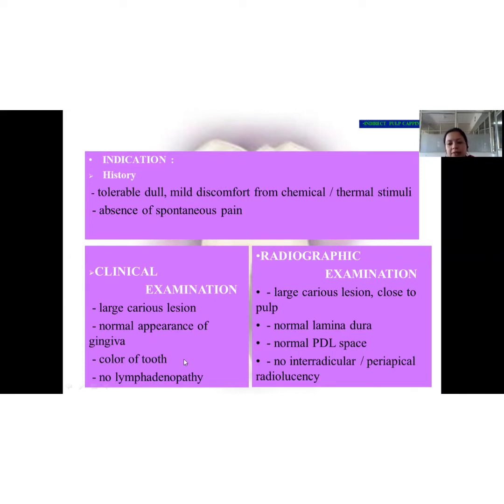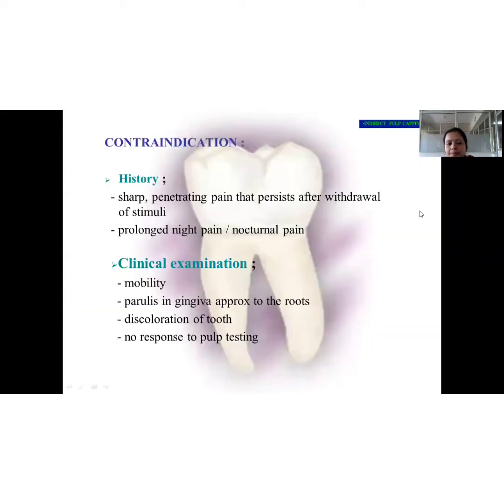On clinical examination, we see a large caries lesion. The gingiva appears normal, the color of the tooth is normal with no color change, and there is no lymphadenopathy. On radiographic examination, there is a large caries lesion close to the pulp but not involving the pulp, with normal lamina dura, normal periodontal space, and no interradicular or periapical radiolucency. So this kind of case can be selected for indirect pulp capping.